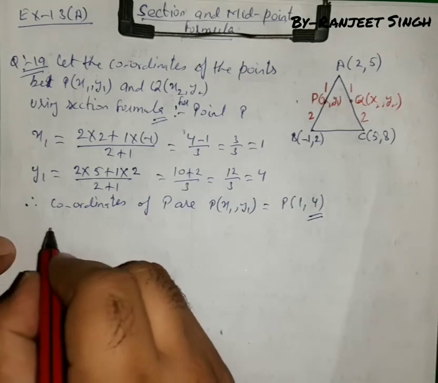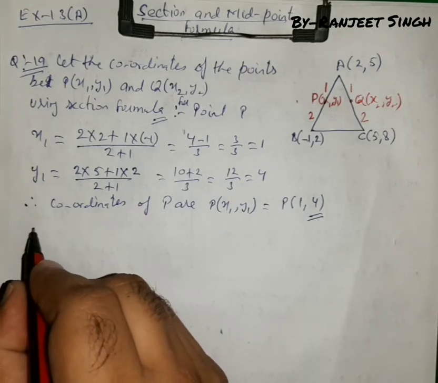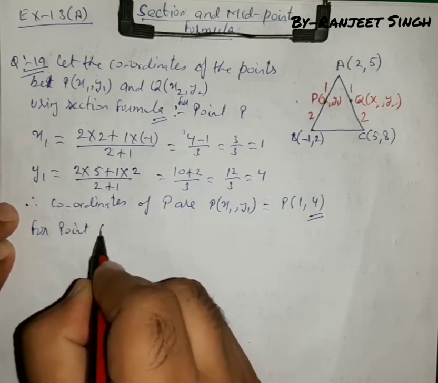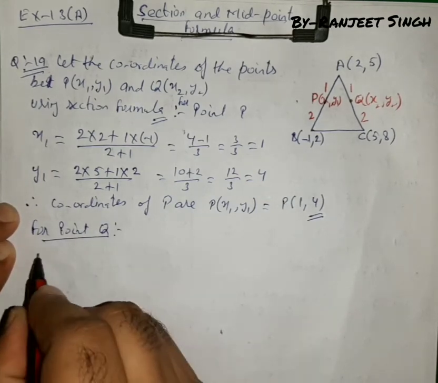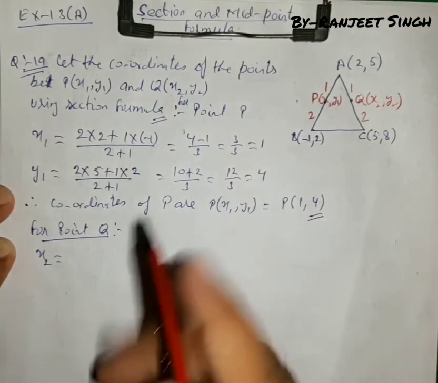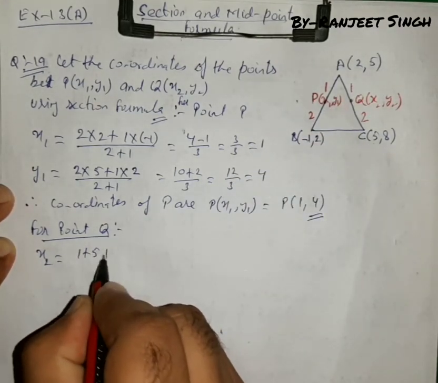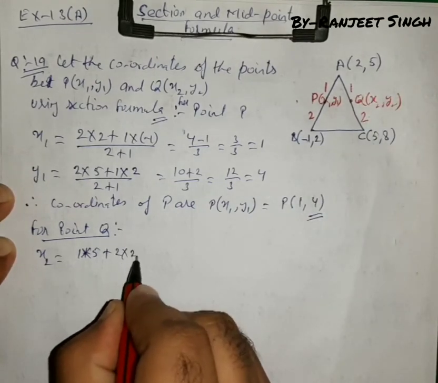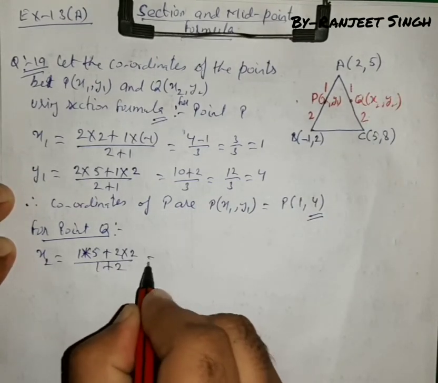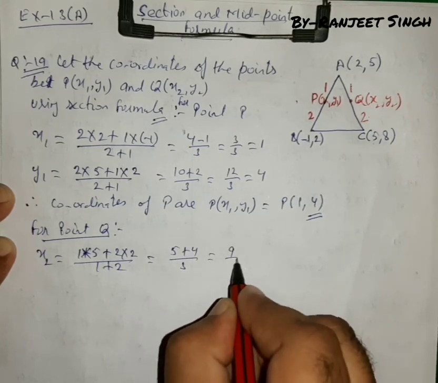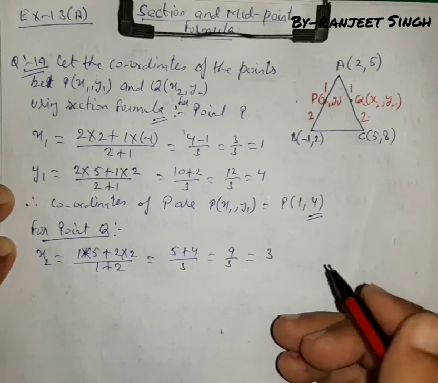Now using the section formula for point Q. For point Q, x2 is equal to (1 multiply 5 plus 2 multiply 2) over (1 plus 2). So 5 plus 4 over 3, that is equal to 9 over 3. So that is equal to 3.